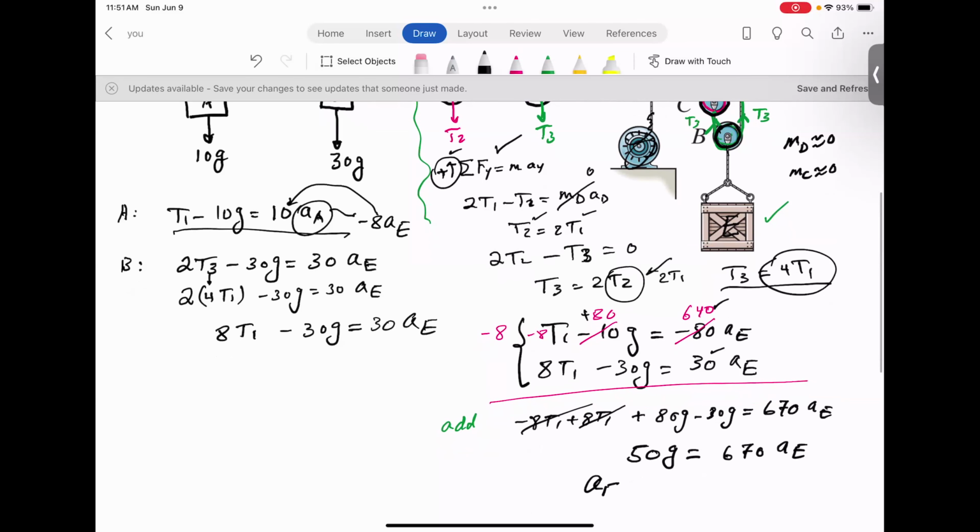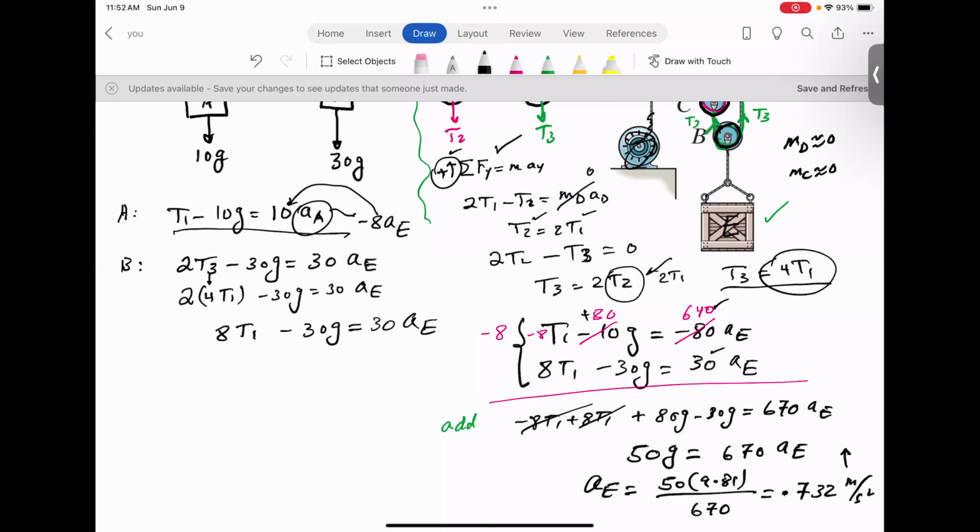Therefore, acceleration of E becomes 50. Now it's time to put 9.81 in there, divide by 670. Let me see if I have acceleration of E here for you. I have done this calculation earlier. I guess it becomes a relatively small number, a positive 0.732 meters per second square. So this basically means E is going to move in the positive direction. So it's going to move up, accelerate up.